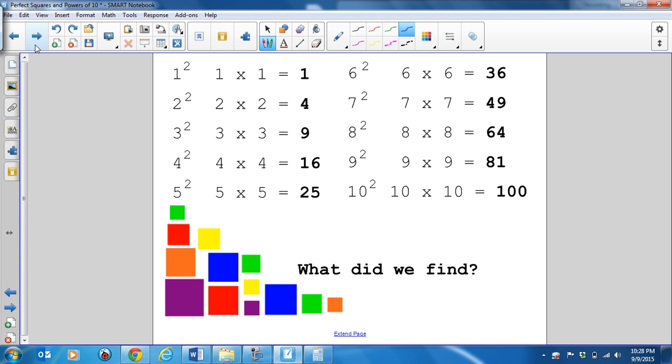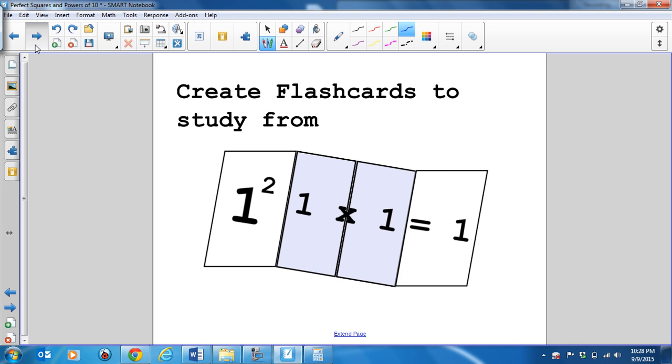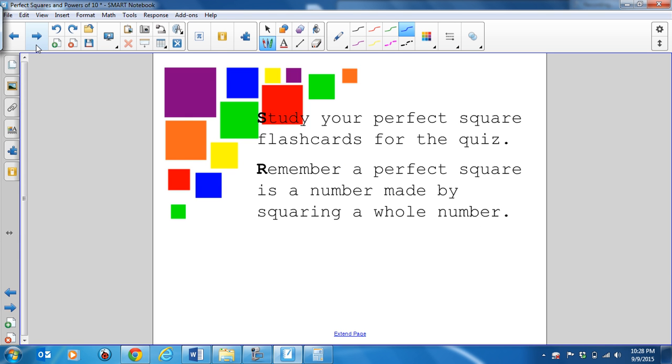Okay, here are the perfect squares filled out up to 10. Here they are up to 15 and up to 20. One good technique for learning your perfect squares would be to create flashcards and study them. You are going to have a quiz on this soon, so please make sure you are studying this.